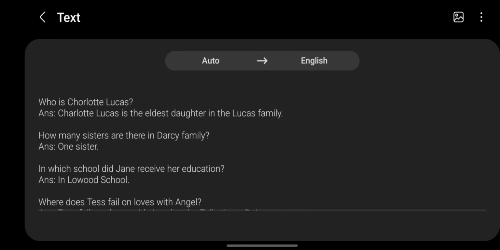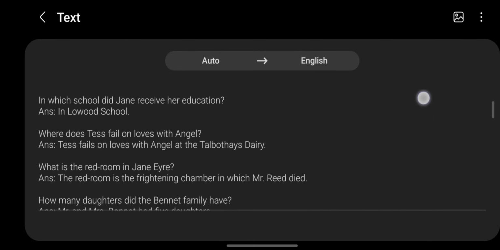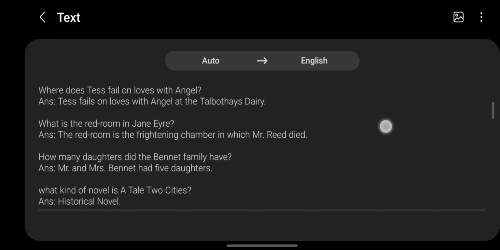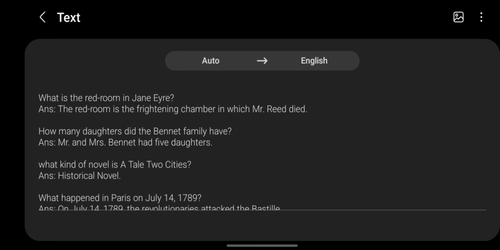How many sisters are there in the Darcy family? ANS, 1 sister. In which school did Jane receive her education? ANS, in Lowood School. Where does Tess fall in love with Angel? ANS, Tess falls in love with Angel at the Talbothays Dairy. What is the Red Room in Jane Eyre? ANS, the Red Room is the frightening chamber in which Mr. Reed died.